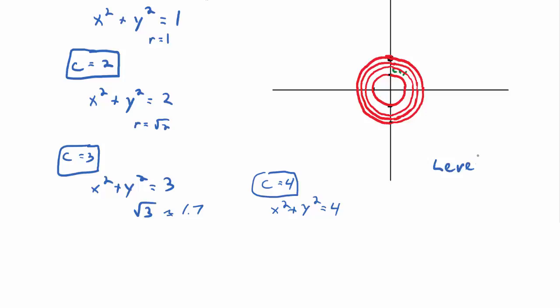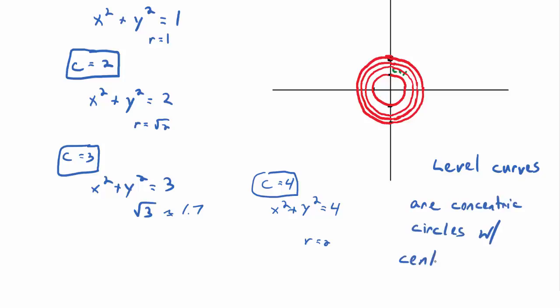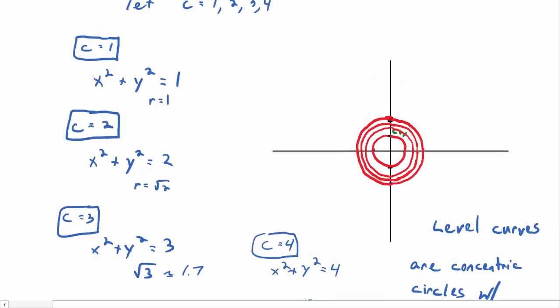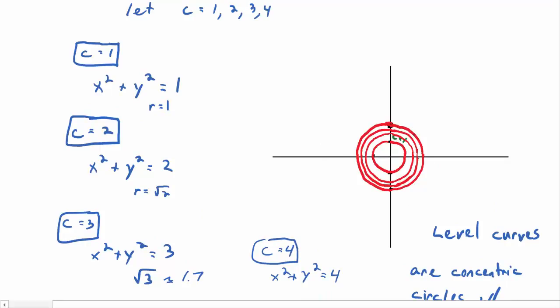The level curves that you get when you set f of x, y equal to different constants are concentric circles. And if you think about it, this kind of looks like the picture of z equals x squared plus y squared that I showed you a little bit ago on the grapher from above, doesn't it? Yep. So it's like you're looking at that bowl shape from above.